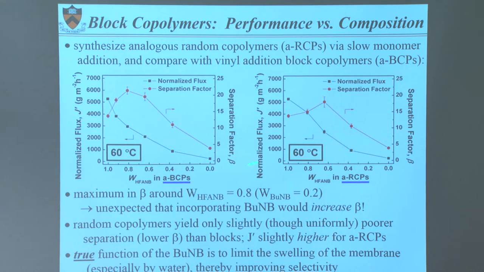And what that's telling us is that our initial picture about the transport only going through this one phase is wrong. Actually, both of the units are involved. Certainly, there's no way to avoid that in the random copolymer case. And that the true function of this butyl norbornene is to control the swelling of the membrane, which we've measured separately. And apparently, it also changes the selectivity of that swelling. That is that as you put these butyl units in, although the total swelling goes down, you're disfavoring swelling by water more than you're disfavoring swelling by butanol, and that improves the perm selectivity.